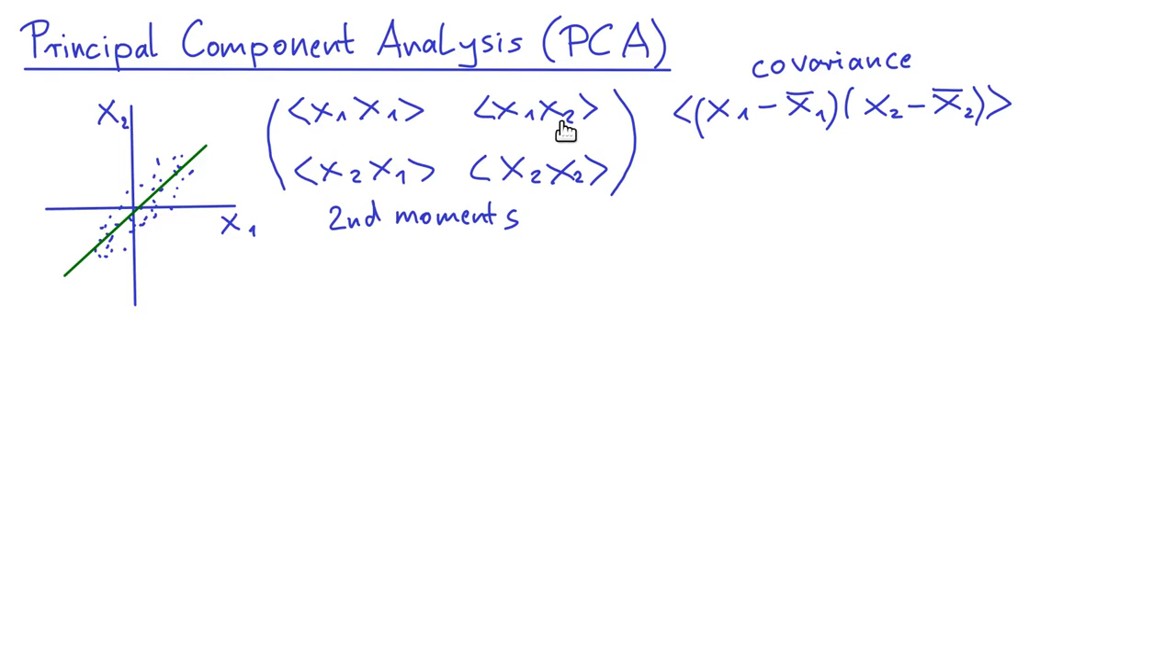Now, the off-diagonal elements are related to correlation. So they somehow express how x1 and x2 are related to each other. They're related to the correlation if they were normalized like the covariance and divided by the variance. So it's a sort of unnormalized correlation, if you like. But it shares with the correlation the fact that it is positive if the data is positively correlated and negative if the data is negatively correlated.